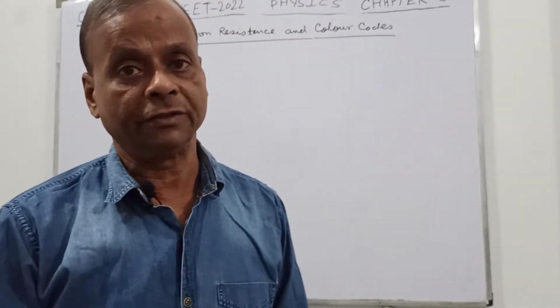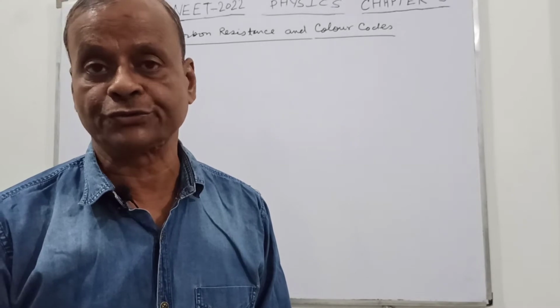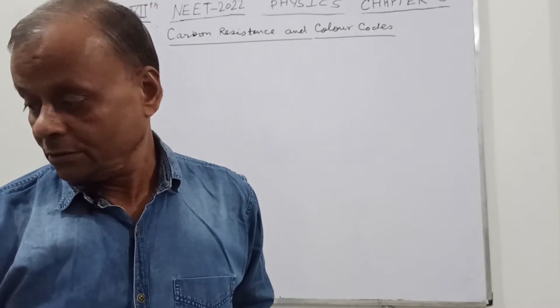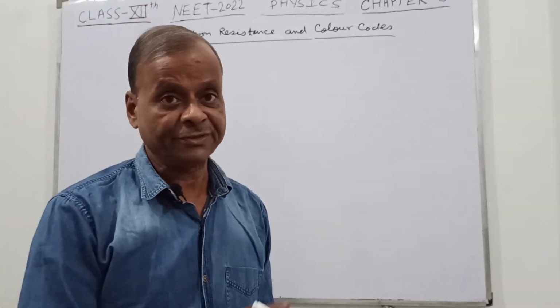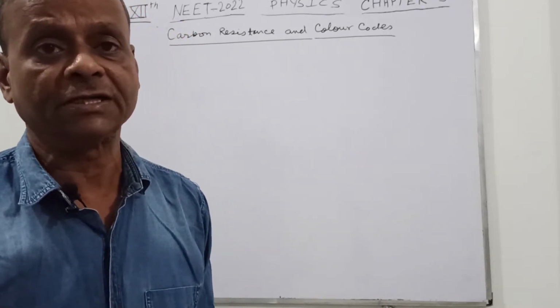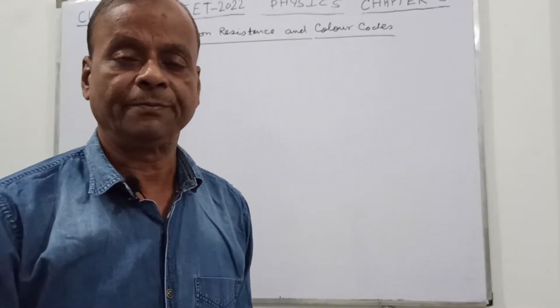In class 12th, I have the carbon resistance and the color codes. As the name suggests, this is a carbon resistance, which means that they are made of carbon powder.